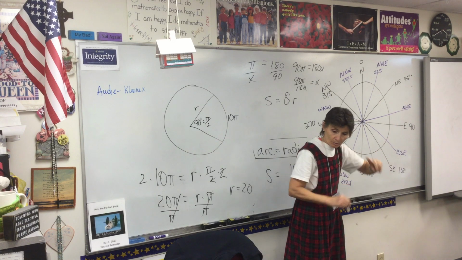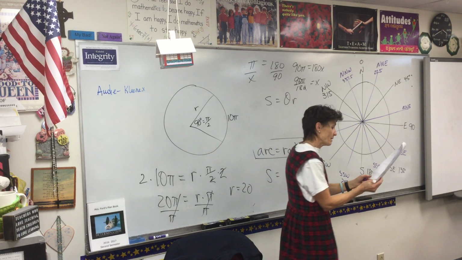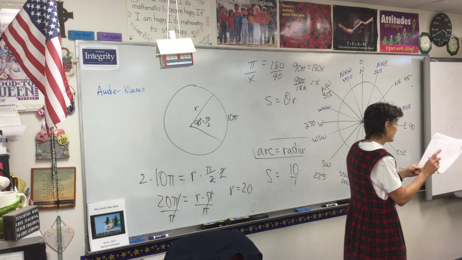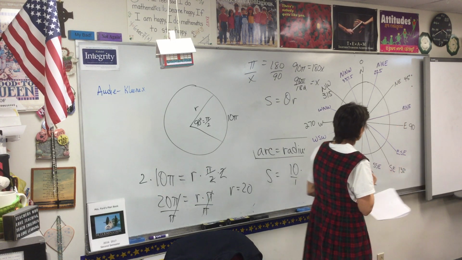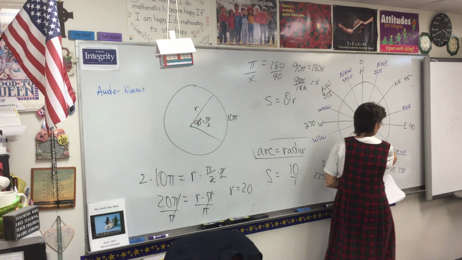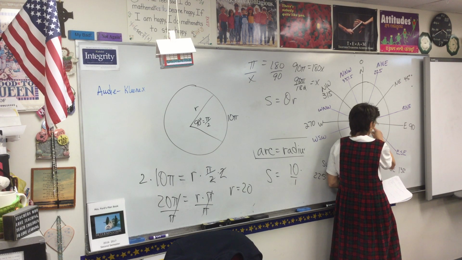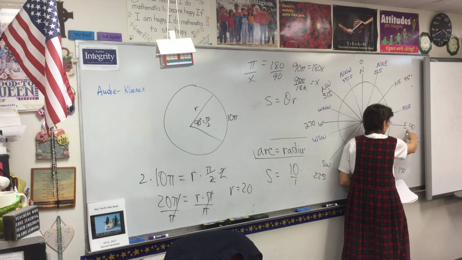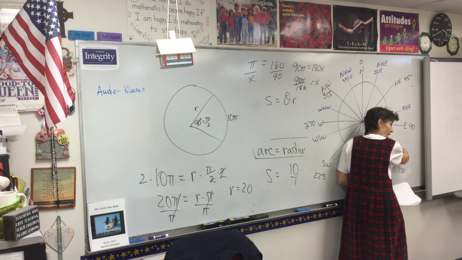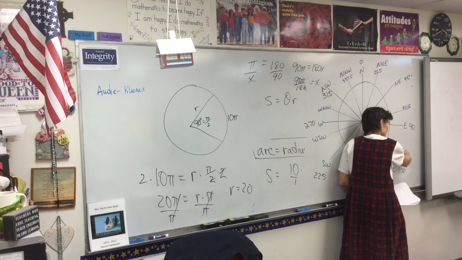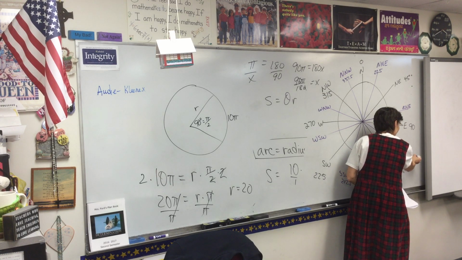Okay, so look at the problem. We're on number 6. It says, find the angle measure that goes with east, southeast. So right here is east, southeast. What is that angle measure? Well, it would be 90 plus 22.5, 112.5.